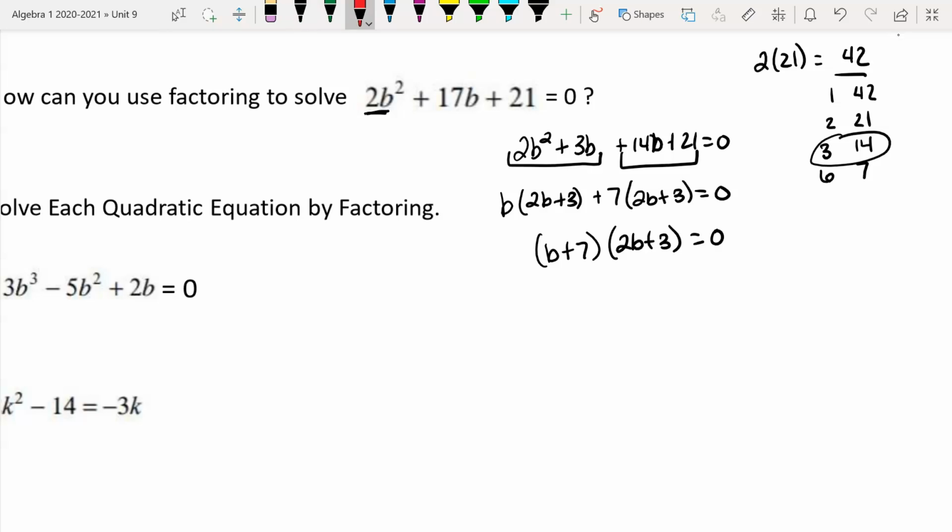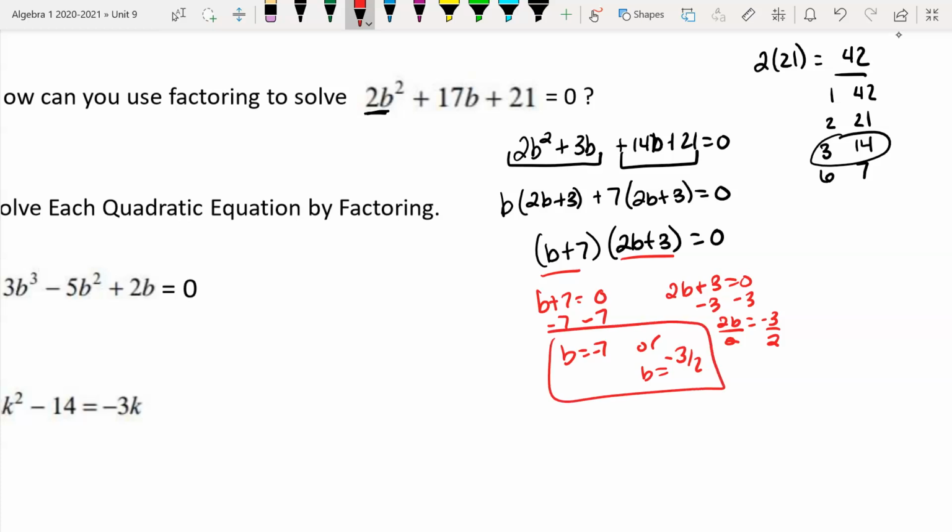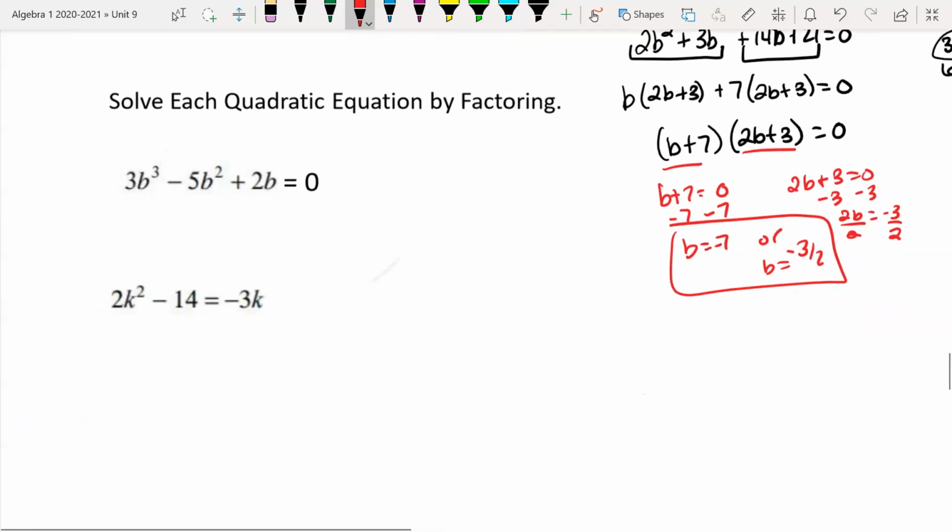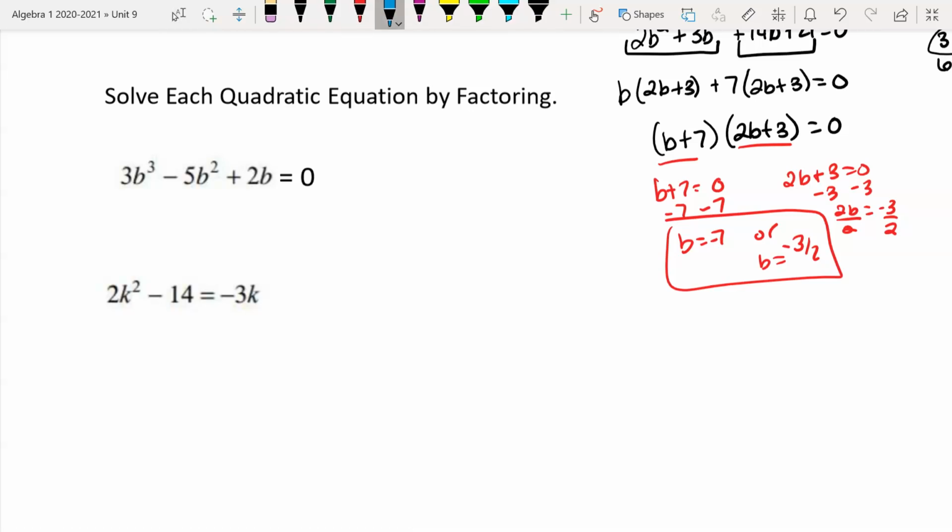Now, if I wanted to solve it, I'm going to set them equal to 0. I'm going to solve them. So the first one would be negative 7, or we get negative 3 over 2. So go ahead and try these next two. And again, you only have to do the AC method if there's a number out front, in front of the square.